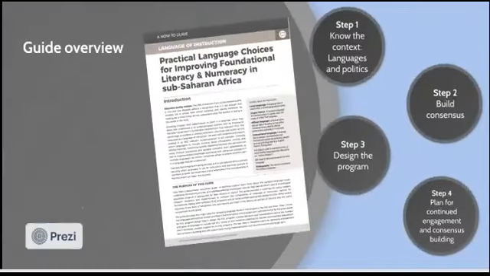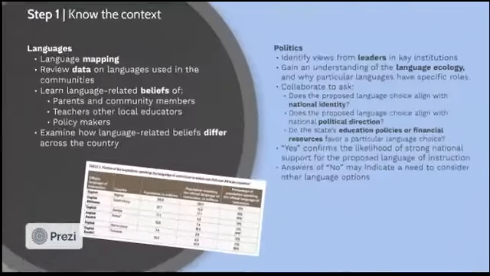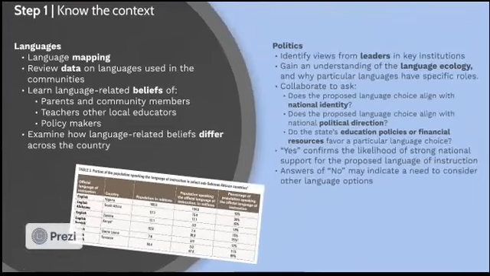In it, we recommend a four-step process. Step one is knowing the language context and related politics. Learning about language is done through language mapping, reviewing data on language use, and gathering related beliefs. The politics of language need to be understood as well, including understanding if the proposed language aligns with national identity, political direction, and resource allocation.